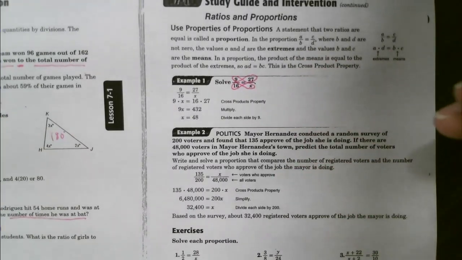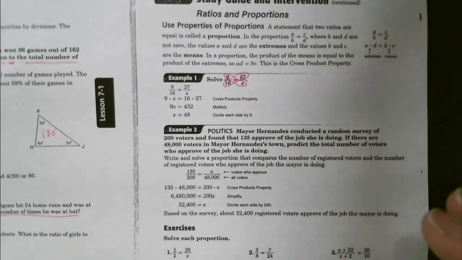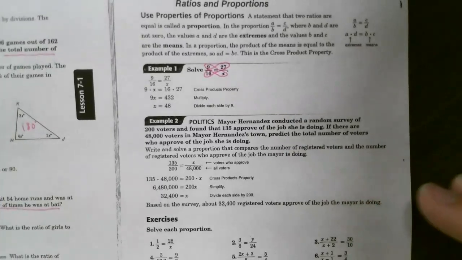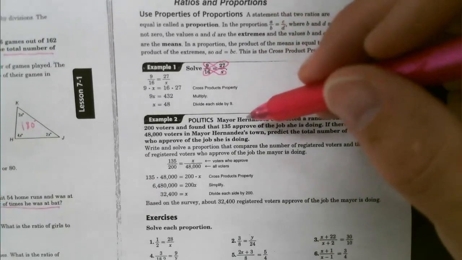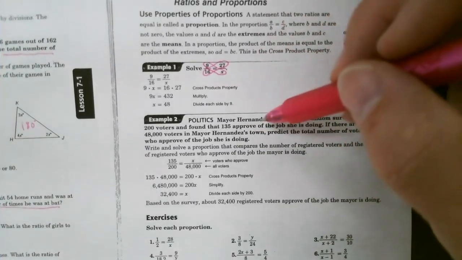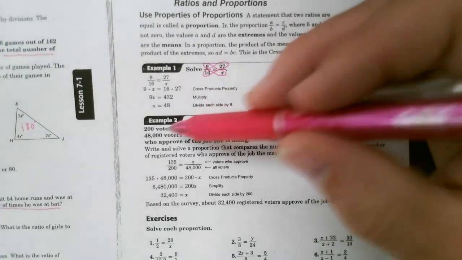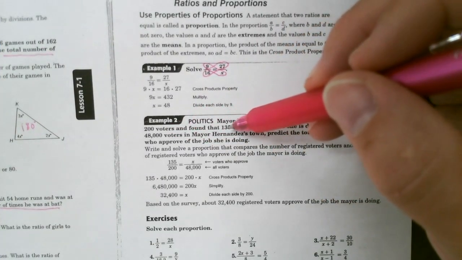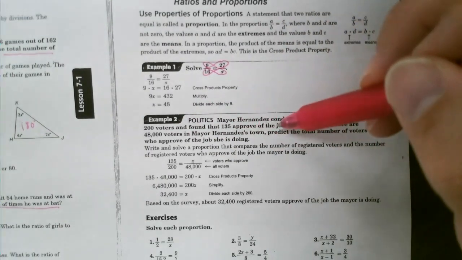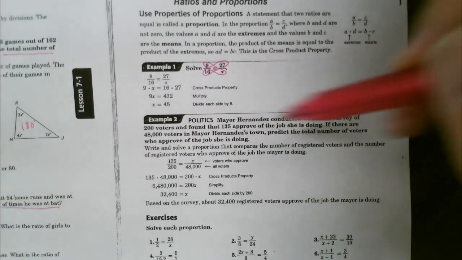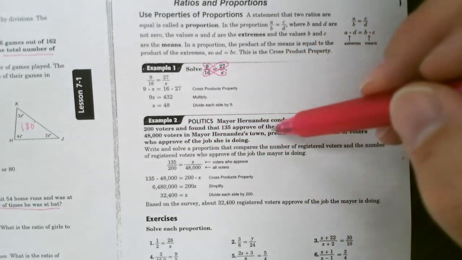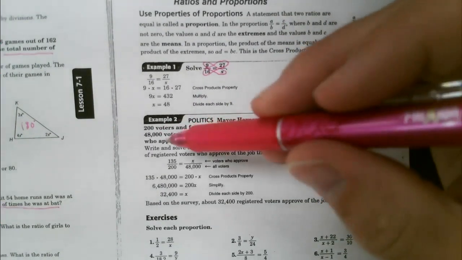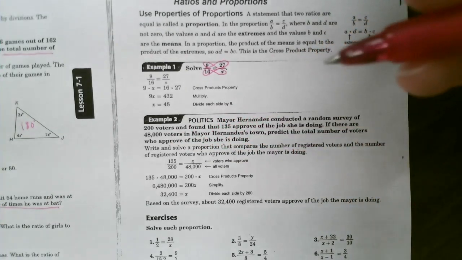Down on example 2, now they are applying this idea to the number of voters in this particular scenario. So let me just read through the example. In politics, Mayor Hernandez conducted a random survey of 200 voters and found that 135 approve of the job she is doing. If there are 48,000 voters in the mayor's town, predict the total number of voters who approve of the job she is doing.